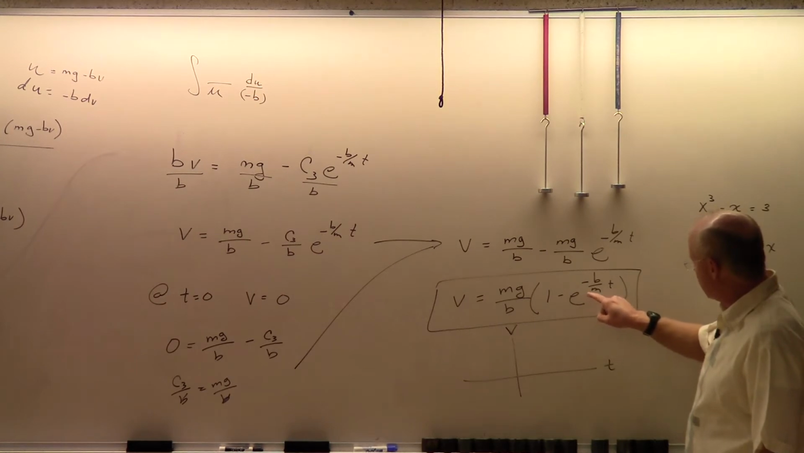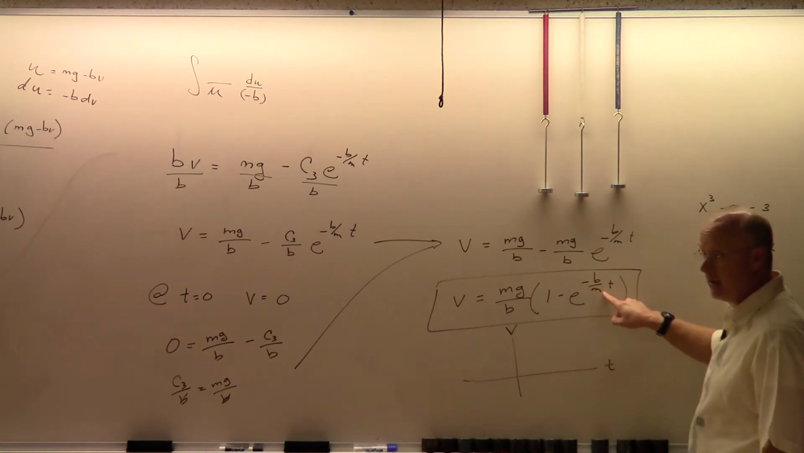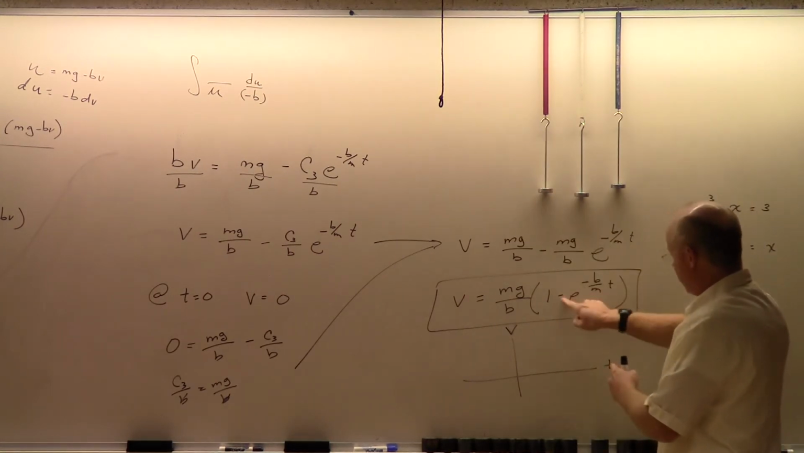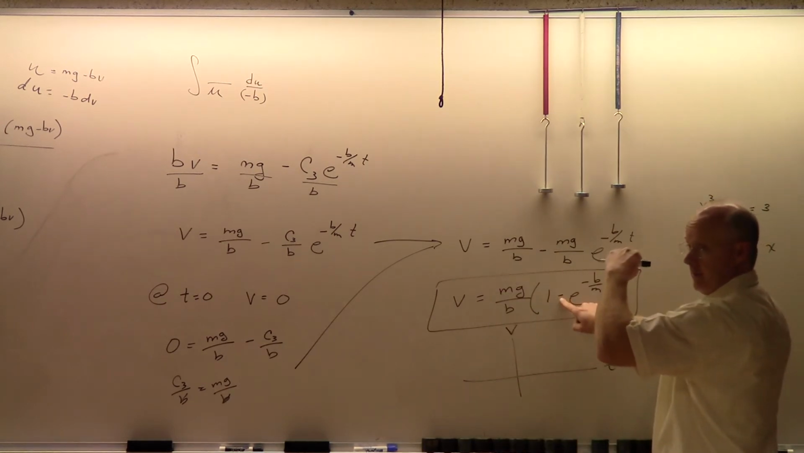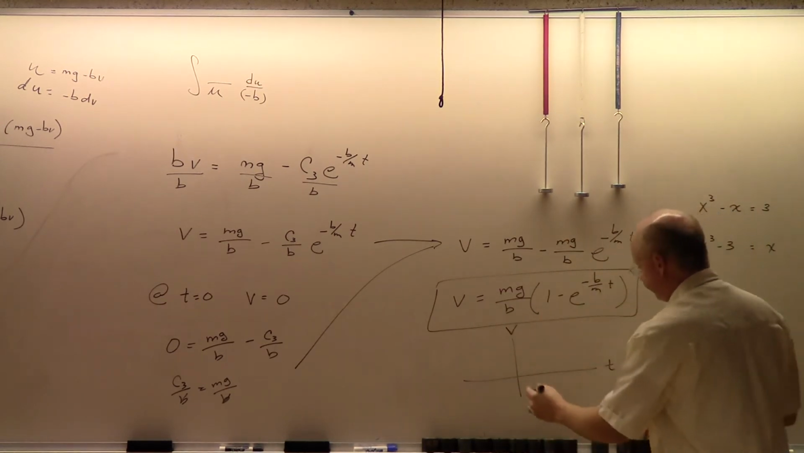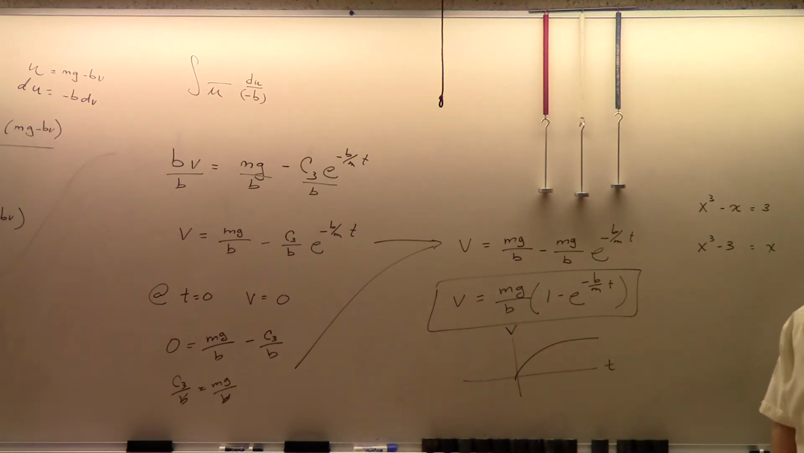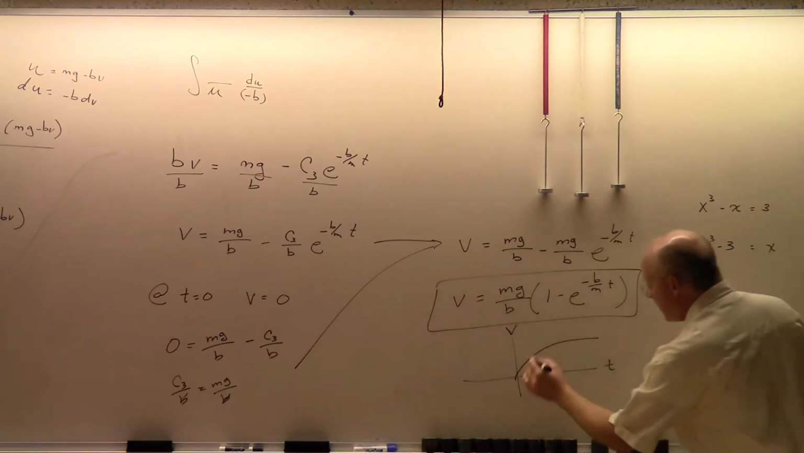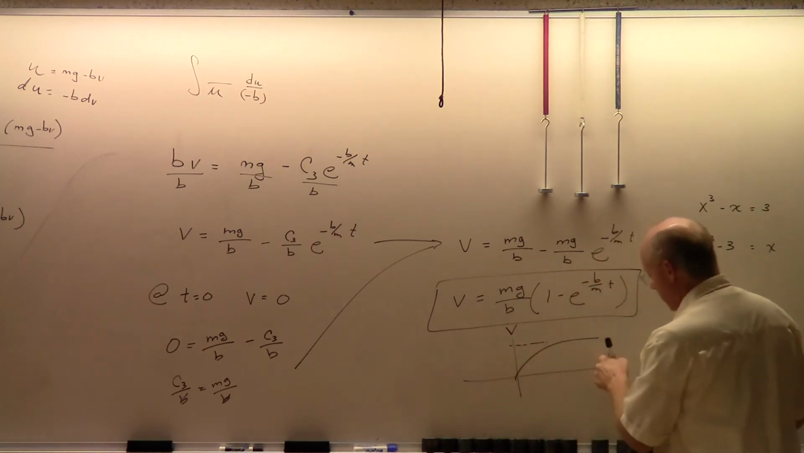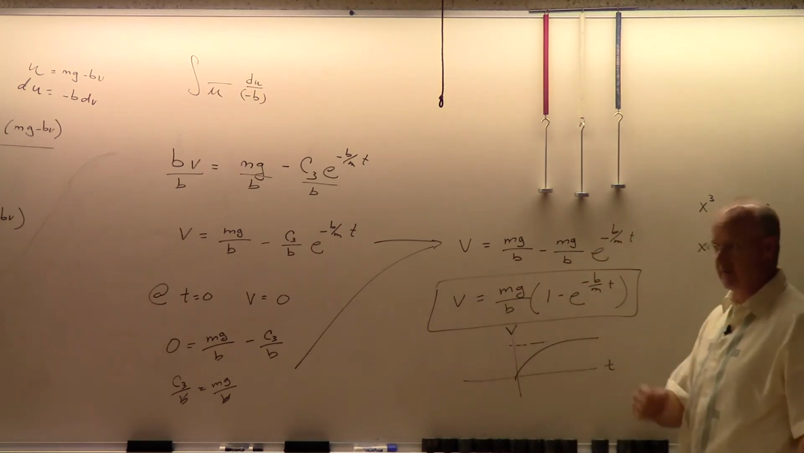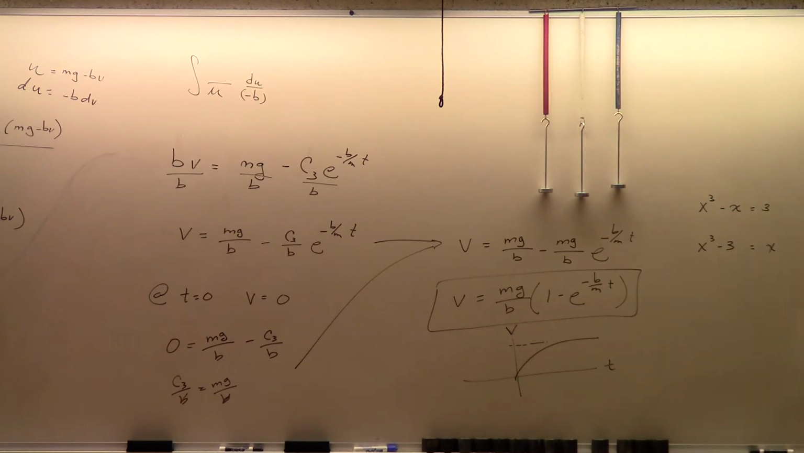Well, this would say it's an exponential decay, upside down, offset by 1. Right? And so that's what that graph looks like. And you can see then it's slowly approaching some constant value. That's what we said its terminal speed was.